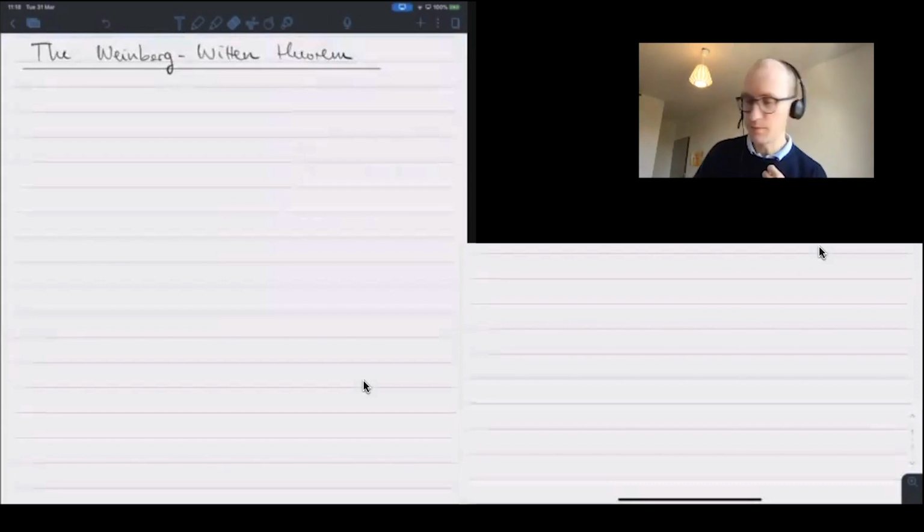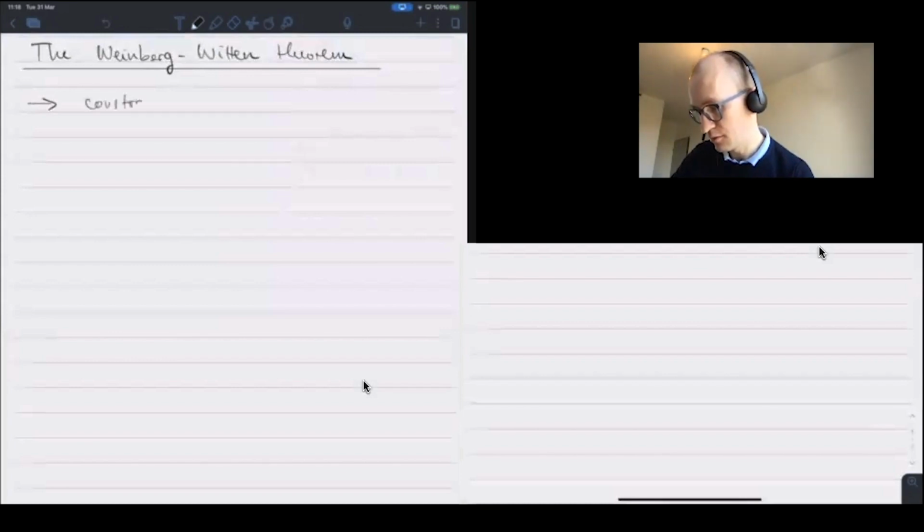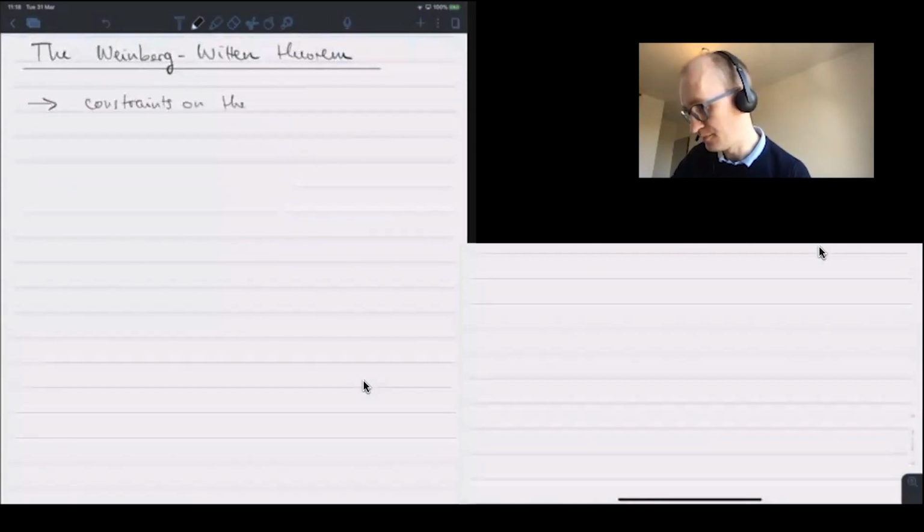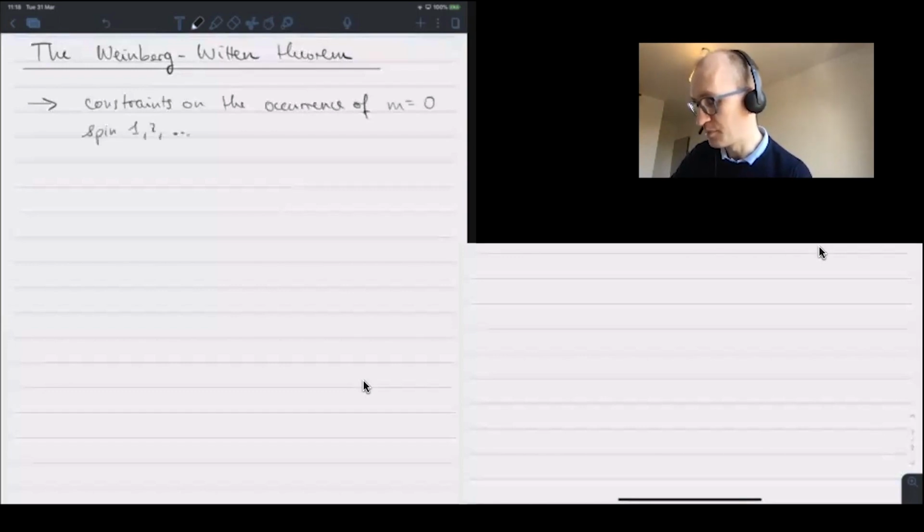So this will be a discussion on constraints on massless spin 1 and higher spin particles, or the existence of such particles. Constraints on the occurrence in the spectrum of massless spin 1, spin 2, and actually higher spin particles.